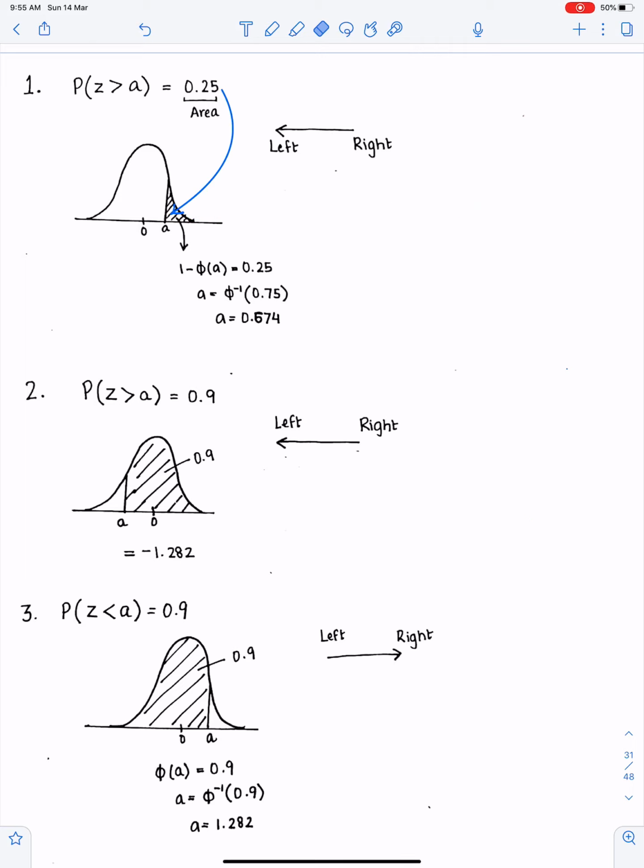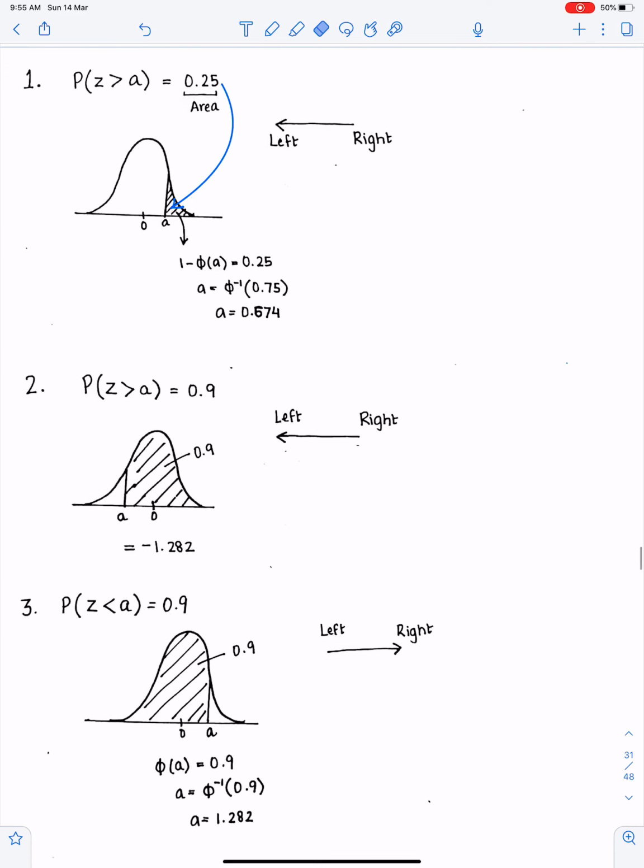So I'm just focusing on table. So according to table, this is the small area. Table says if area is less than 0.5, then you need to write 1 minus phi. So when we have a small area, we always write 1 minus phi. 1 minus phi is 0.25, so phi A is 0.75 and phi inverse 0.75 is 0.674.